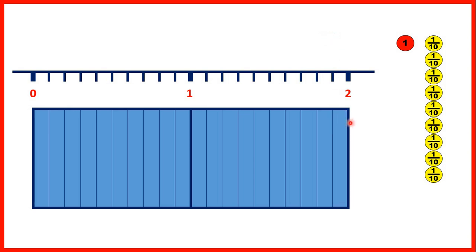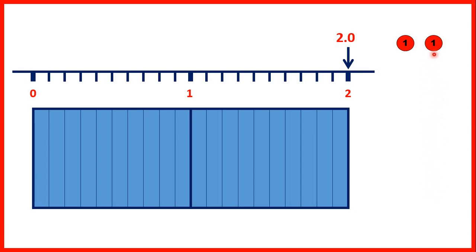If we count on another tenth, we now have 20/10 coloured in altogether. We have two whole rectangles coloured in, so that's 2.0, because remember, the digit before the decimal point tells us how many wholes you have, and the digit after the decimal point tells us how many extra tenths you have. And here, these 10/10 again can be exchanged for one more whole.